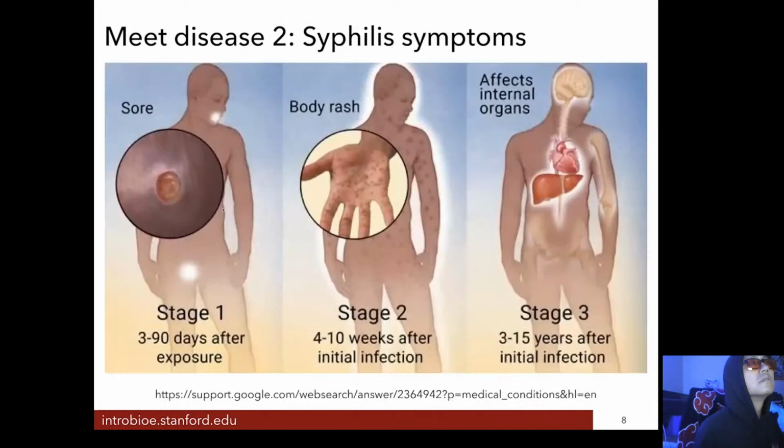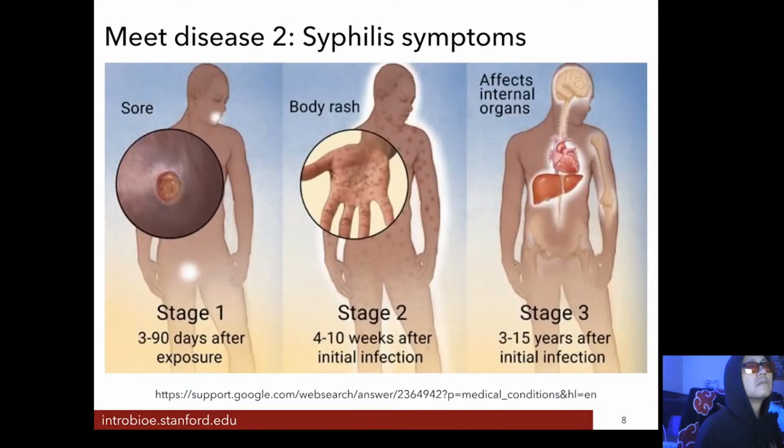Syphilis is a sexually transmitted disease. It's caused by a bacteria, and its symptoms occur in 3 stages. In the first stage, which occurs 3 to 90 days after exposure, you get a sore. That sore appears either in your mouth or on your genitals, but it's not painful. Eventually, the sore heals, and about 4 to 10 weeks later, you get a rash. And that's a full body rash. And for some people, the syphilis infection stops there.